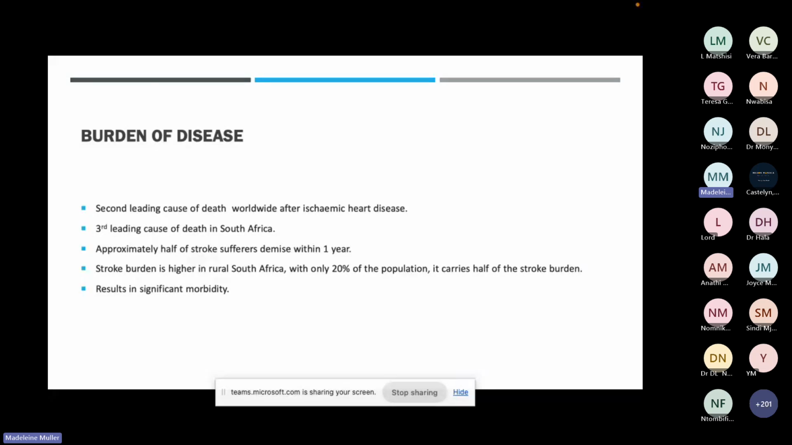They are the third leading cause of death in South Africa. Approximately half of stroke sufferers demise within a year, and the stroke burden is higher in rural South Africa. While they only have 20% of the population in South Africa, they carry half of the stroke burden. Strokes basically bring a whole lot of morbidity.